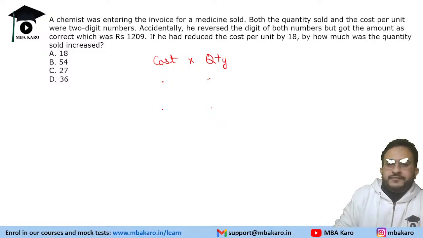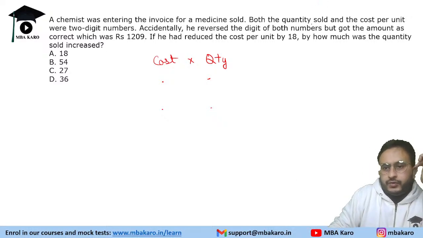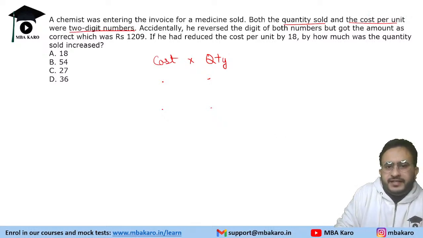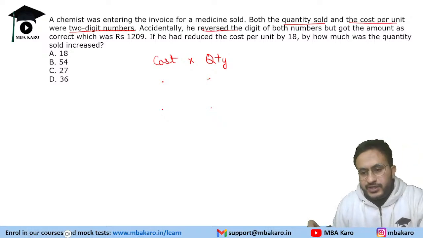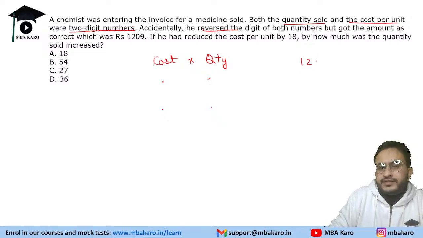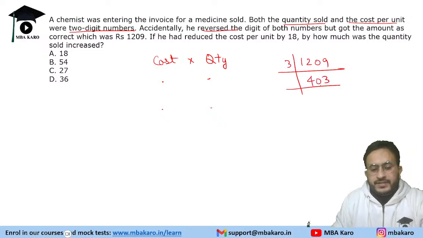So given that the quantity sold and cost per unit were two-digit numbers, these are integers. And when reversed, these will be integers only. So we will try to find the factors of 1209. 1209 को factorize करते हैं. So we can divide by 3. It will be 403, isn't it?